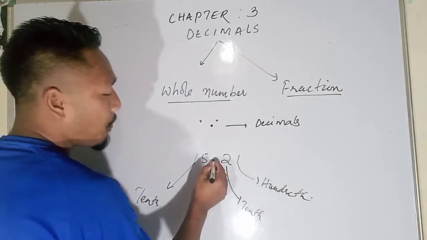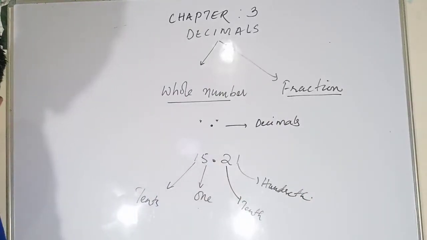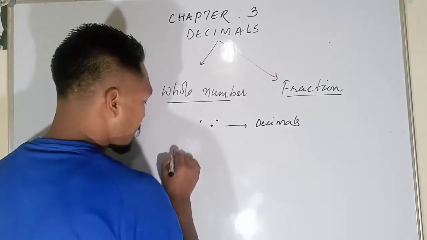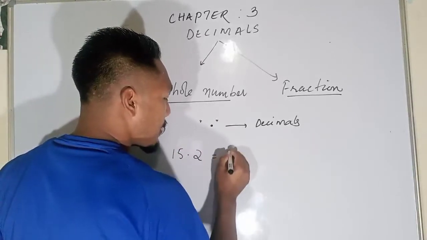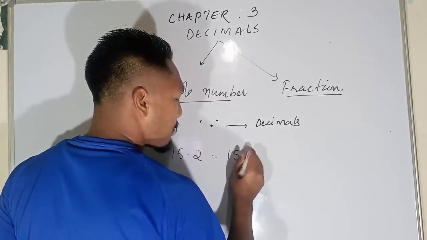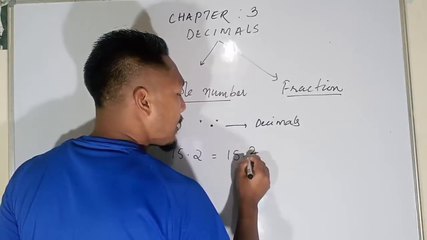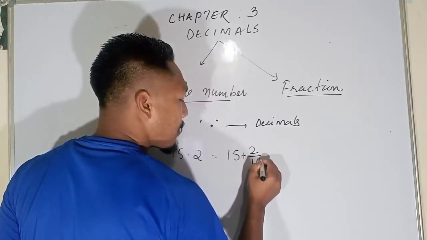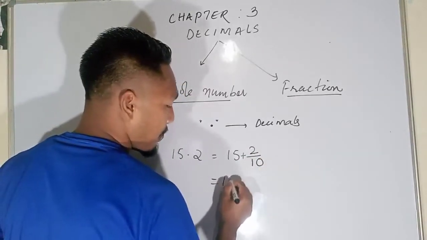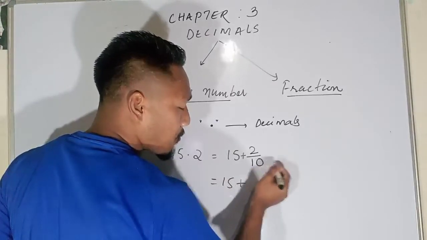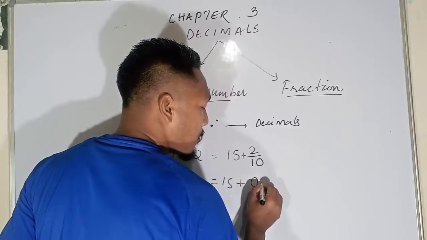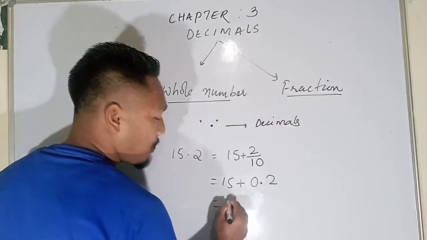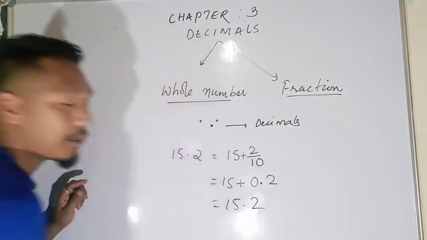Okay, so after the point, it can be written in this way also. 15.2 can be written as 15 plus 2 by 10. That means 15 plus, after the point, we have 2 over 10. Just before the one's number, you put a point. If you add these two numbers, your answer will become 15.2.